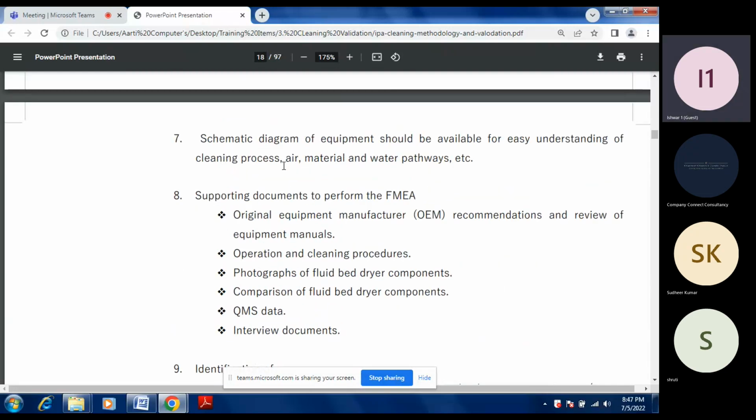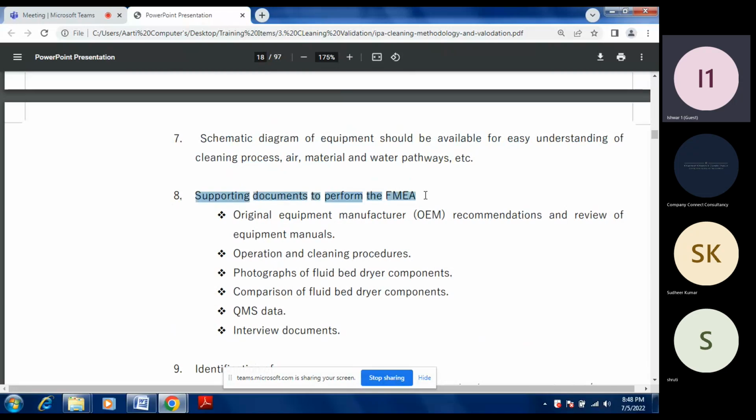A schematic diagram of the equipment should be available for easy understanding. I would like to show the pictures, but it is not identified right now; in a further slide we will see that image. Also the material and water pathway, from where the water will reach that particular equipment.